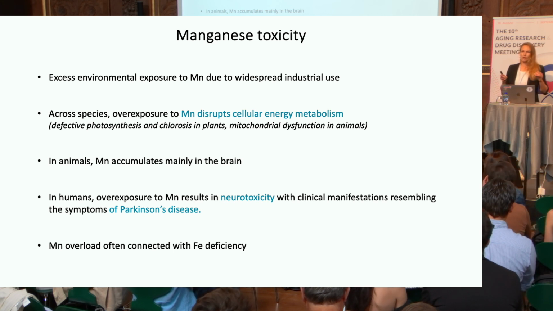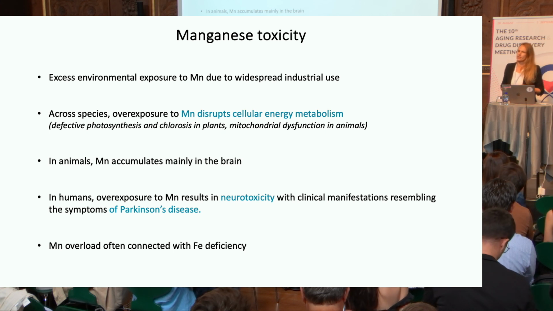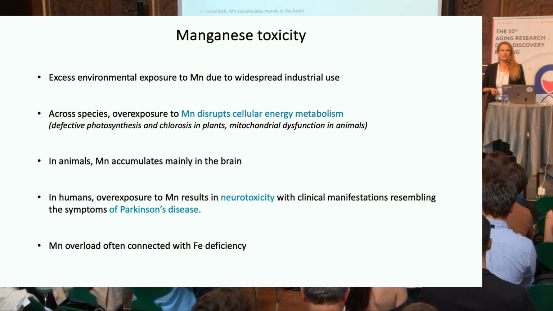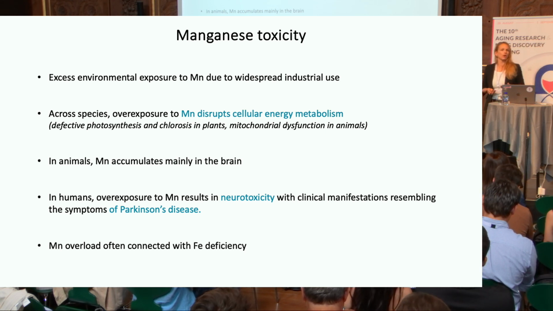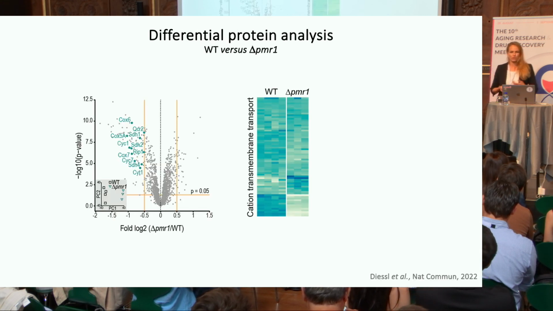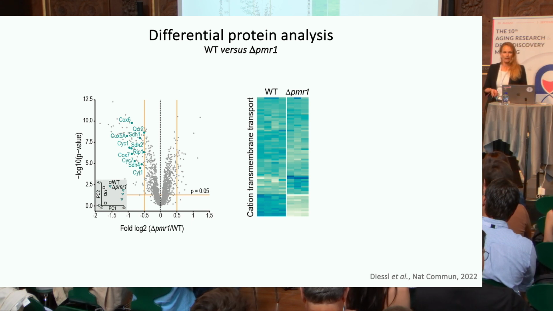Still, the molecular mechanisms, so the molecular targets of manganese toxicity, remained completely unknown. So we decided to use our yeast model as a simple system to analyze and explore the molecular underpinnings of manganese toxicity. We started with a proteomic profiling of our wild-type versus delta PMR1 cells. And yes, the proteome was deregulated.